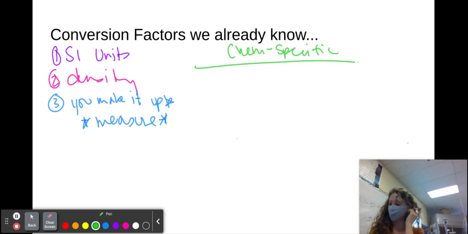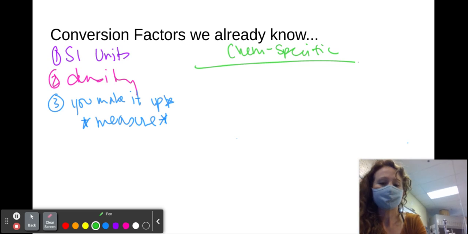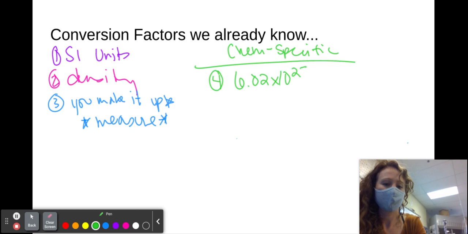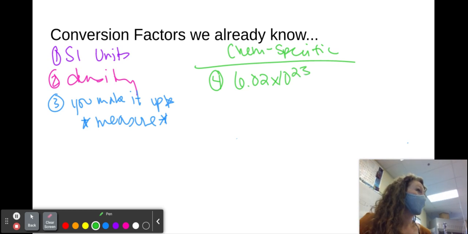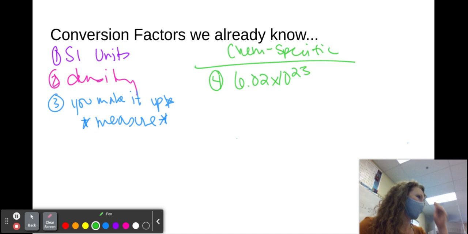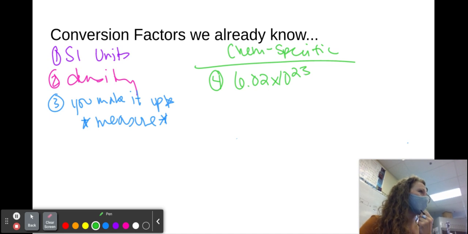One we talked about last week. Two we talked about last week, actually. I'll give you a hint. All right. So what is the unit on that? 6.02 times 10 to the 23rd what?